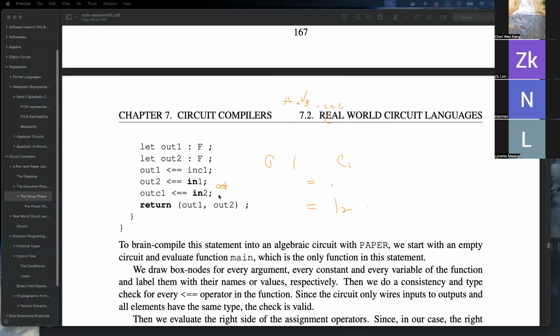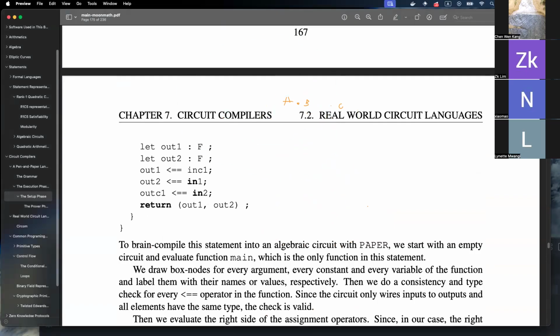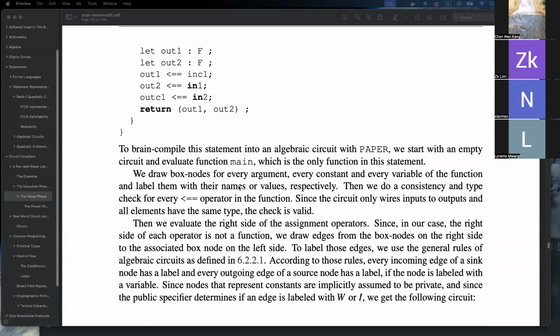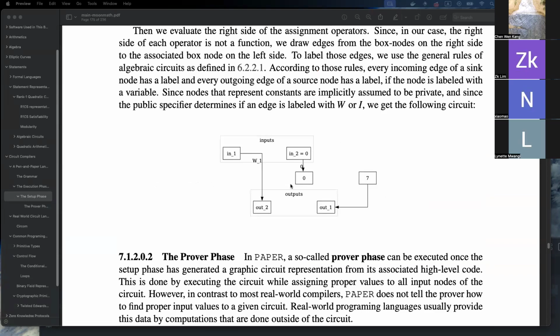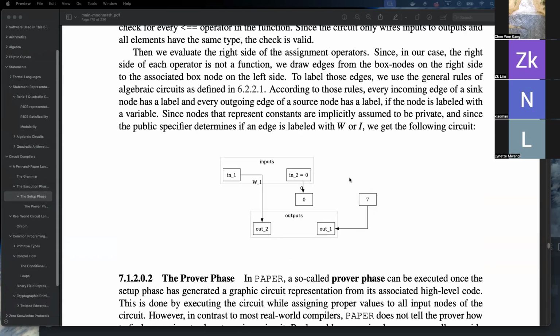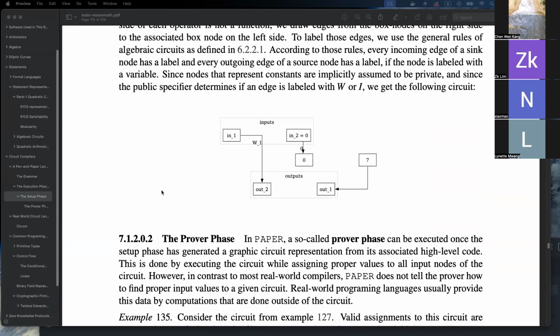And this is very easily, let me just clear everything. If you look here, it's very easy to convert this into a statement, this into a statement, and this into a statement. It's not that difficult. So that's fine. Anyways, that's the setup phase.